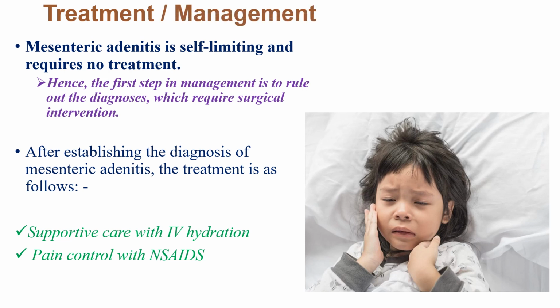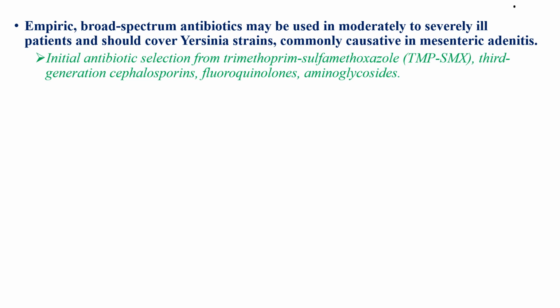After establishing the diagnosis of mesenteric adenitis, the treatment is supportive care with IV hydration and pain control. Empiric broad-spectrum antibiotics might be used in moderately to severely ill patients and should cover Yersinia strains, which are the most common causative bacteria of mesenteric adenitis. So initial antibiotic selection that covers Yersinia includes cotrimoxazole, third generation cephalosporins such as cefixime or ceftriaxone, fluoroquinolones, and aminoglycosides such as gentamicin.